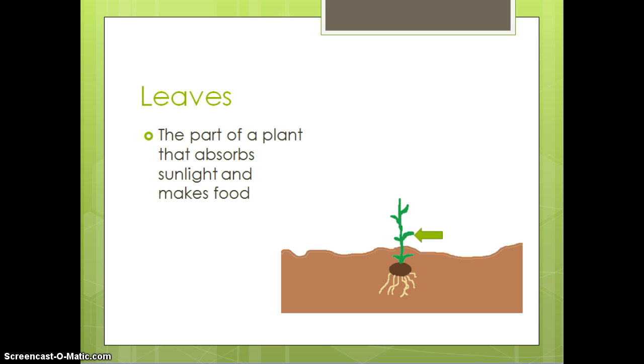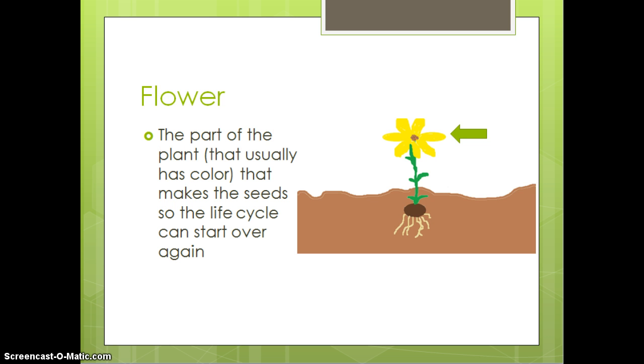The last term we want to leave students with is a flower. A flower is what happens at the very end of the growth. Not the end of the life cycle, but the end of the growth. When the plant is done growing, it will grow a flower. And the flower usually has color.